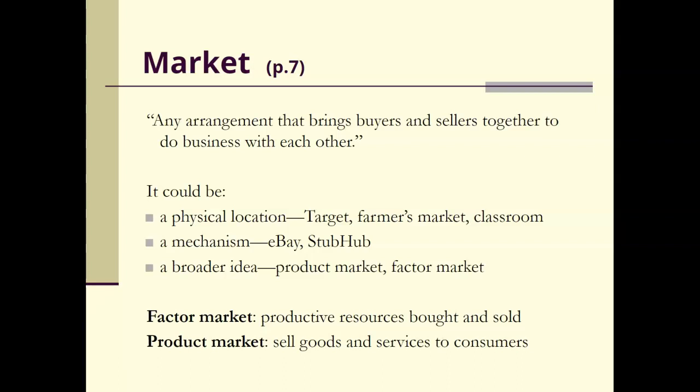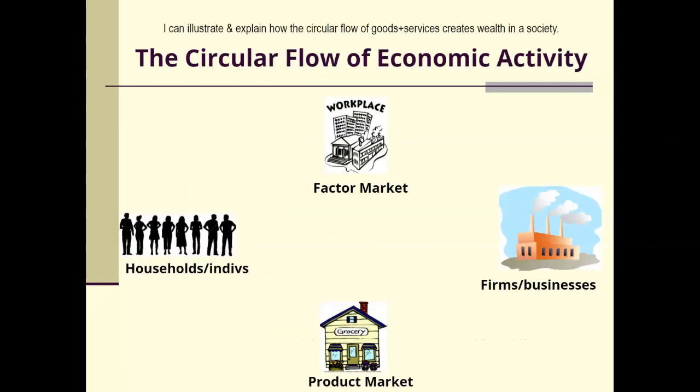So it could be a physical location, and if you think of a place where you have received a good or a service, a buyer or seller, that could be a classroom, it could be a Target, it could be a farmer's market, it could be a mechanism such as eBay, StubHub, perhaps Amazon. And it could be a broader idea such as a product market or factor market. So a factor market is where productive resources are bought and sold. The product market is where we sell goods and services to customers.